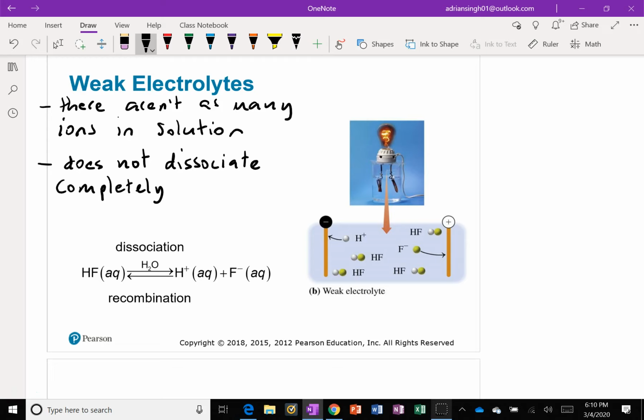So here HF in solution in water is going to break apart to give us the H plus and the F minus ion. But what also happens in this case is the H plus and the F minus actually recombine with each other to make back the HF. And we see an arrow going in the other direction. Right, so whenever you see that double-headed arrow, or two arrows going in opposite directions, that's an indication that that reaction does not just proceed left to right, it actually goes in the other direction.